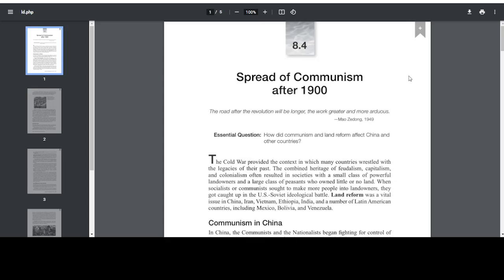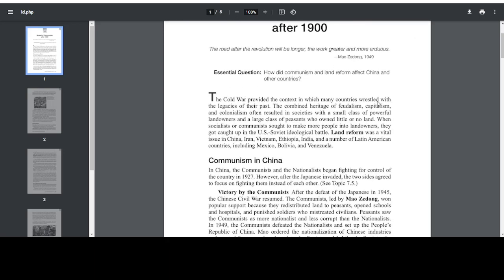"The road after the revolution will be longer, the work greater, and more arduous." Mao Zedong, 1949. Essential question: How did communism and land reform affect China and other countries?